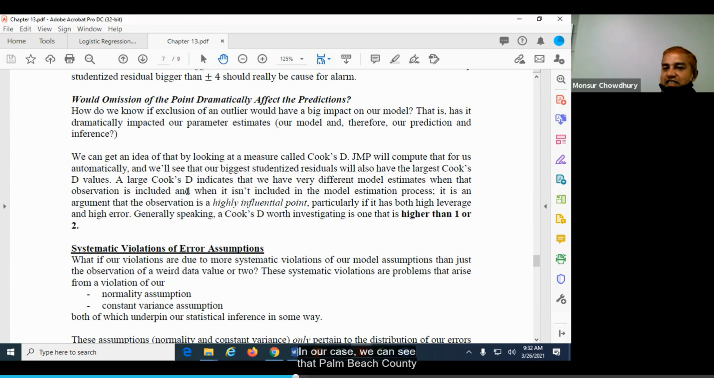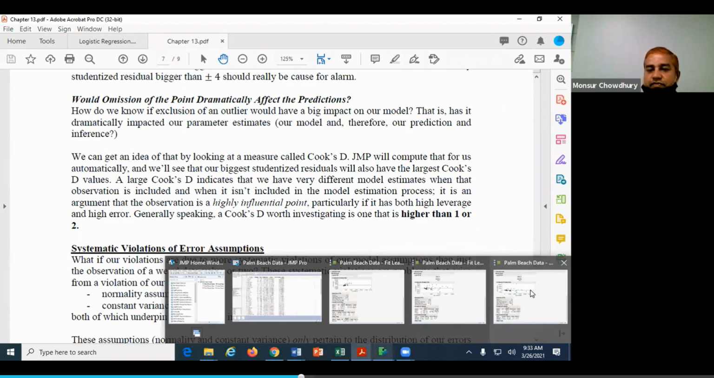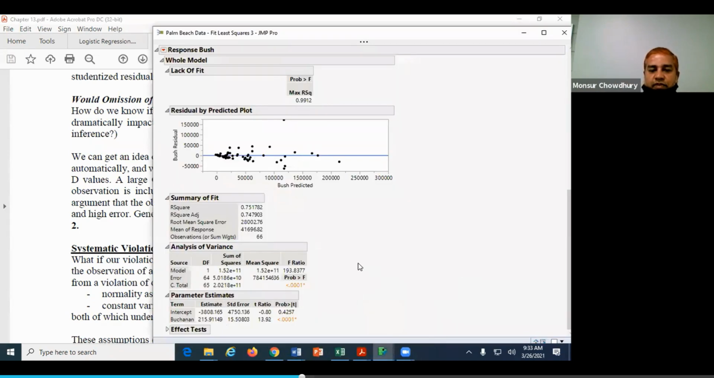So in our case, we can see that Palm Beach County has a large Cook's D, which is 63. Now, after including or excluding this value, we can see a dramatic change in our model estimation process. That means parameter estimates, R square, and F values. Is that clear from these questions, what I was looking for? Okay.